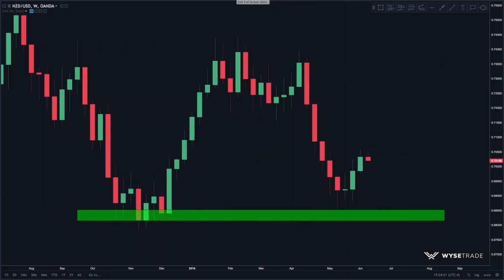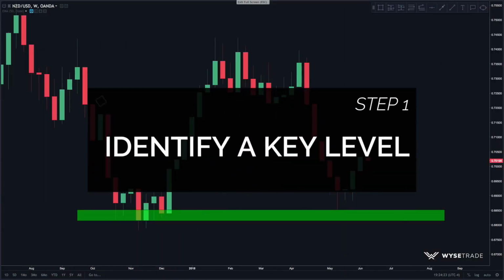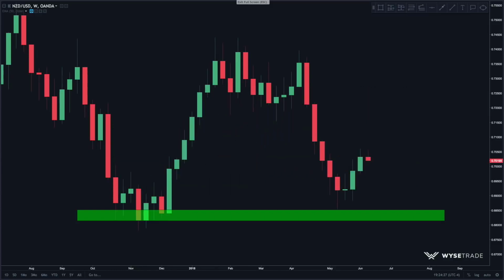Here we have the Kiwi dollar. So if you've watched our other videos, we always want to identify key levels first. And as you can see, we have a level of support here where price hit and reversed from. And now we are back here again.